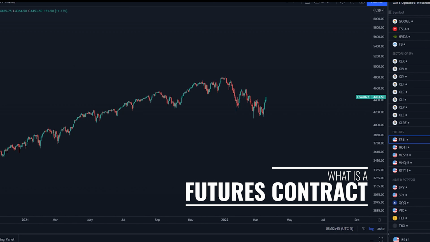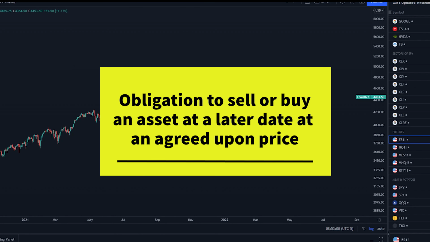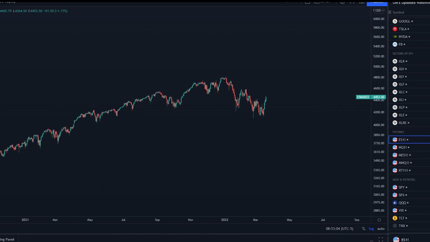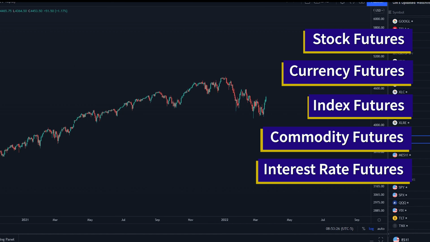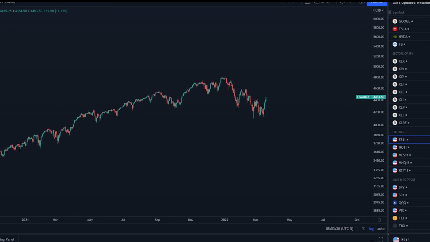First, what is a futures contract? The textbook definition of a future is the obligation to sell or buy an asset at a later date at an agreed upon price. Blah, blah, blah. Pretty boring, right? Before we can get into how to use futures, let's figure out exactly what kind of futures there are. The main types of futures right now are stock futures, currency futures, index, commodity, and interest rate futures. There's a lot more, but those are just the main ones.